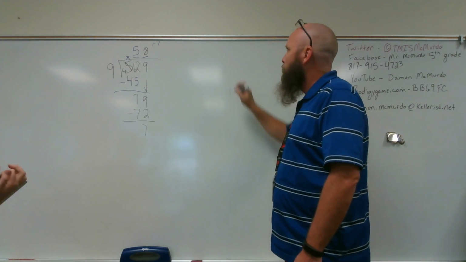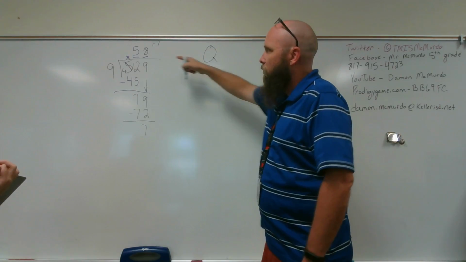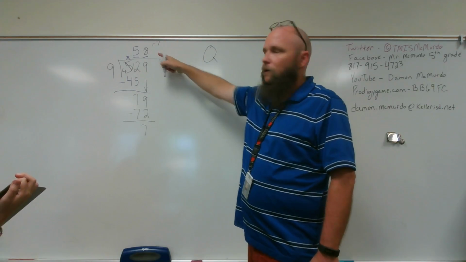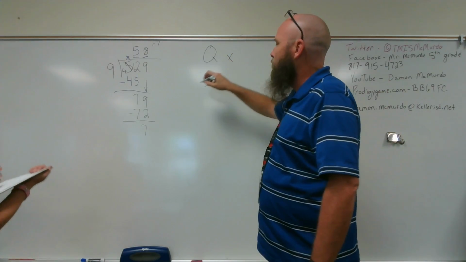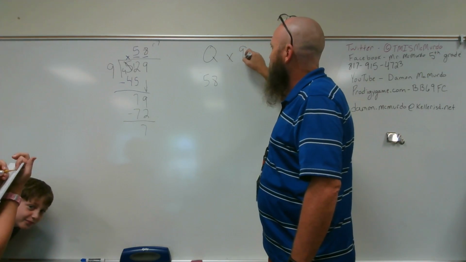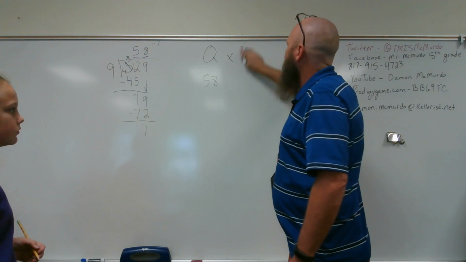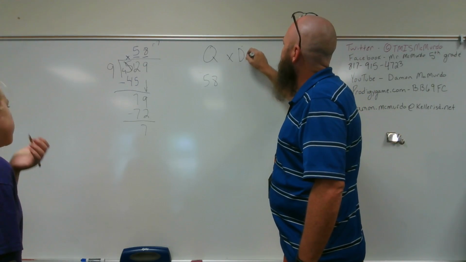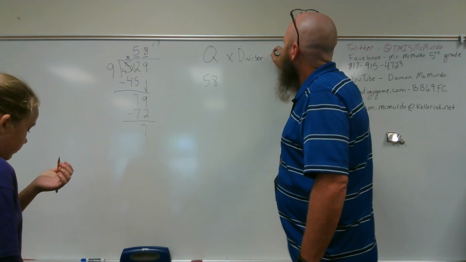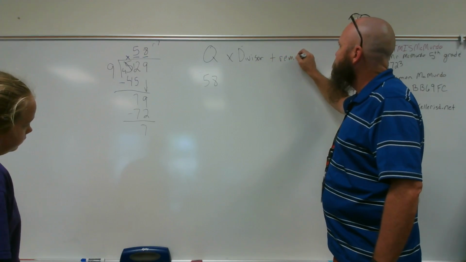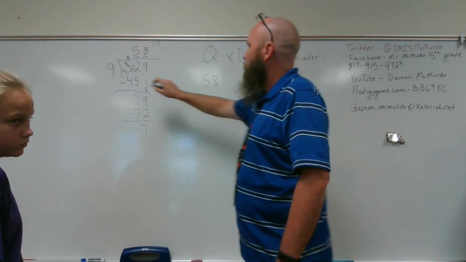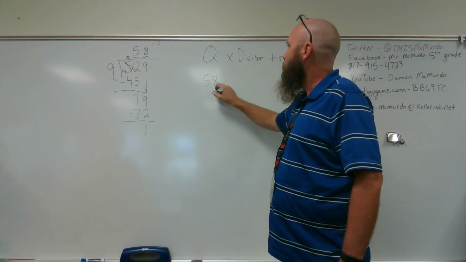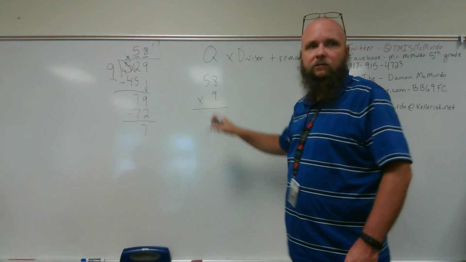I can check it. I take my quotient, which is here, 58, times my divisor, which is 9. Okay, quotient times divisor, and then I add my remainder. Quotient is 58. My divisor is 9. I'm taking notes. Okay, that's fine.